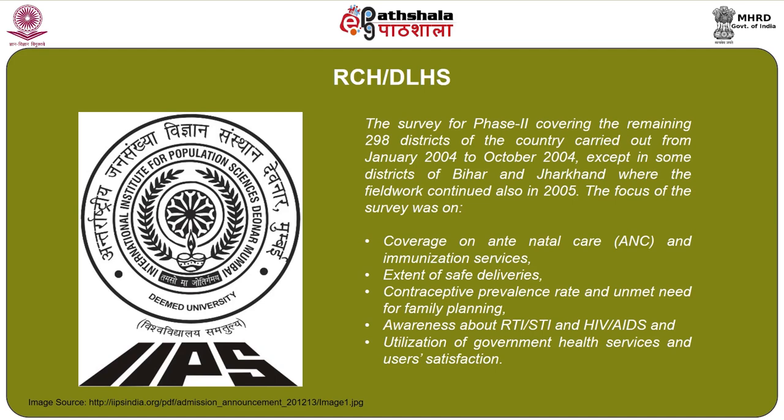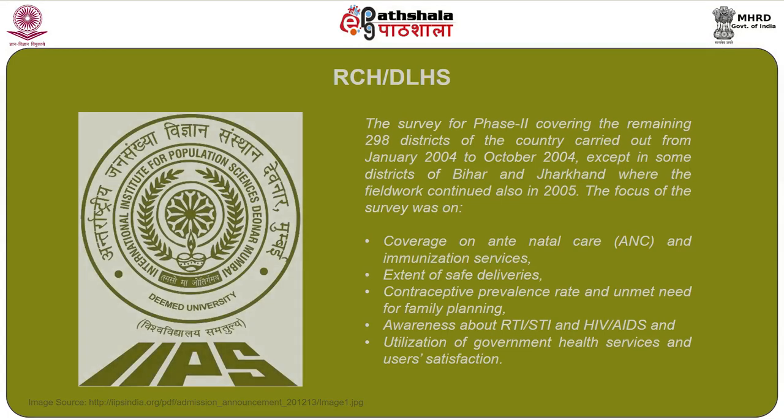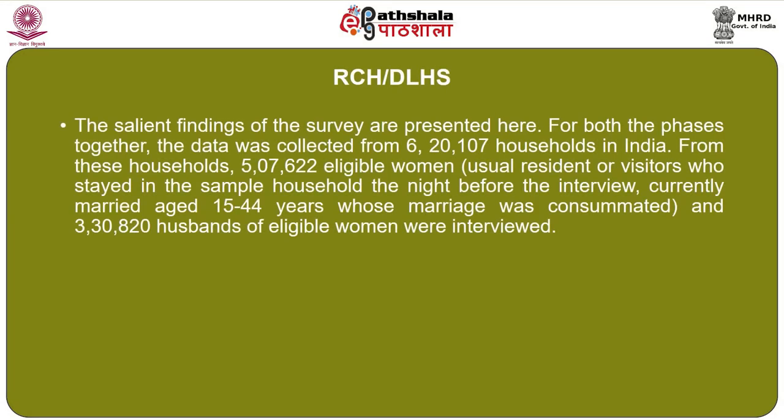The focus of the survey was on coverage of antenatal care and immunization services, extent of safe deliveries, contraceptive prevalence rate and unmet need for family planning, awareness about RTI, STI and HIV AIDS, and utilization of government health services and users' satisfaction. The salient findings of the survey are presented. For both the phases together, the data was collected from 6,20,107 households in India. From these households, 5,07,622 eligible women, usual residents or visitors who stayed in the sample households the night before the interview, currently married, aged 15 to 44 years, whose marriage was consummated, and 3,30,820 husbands of eligible women were interviewed.